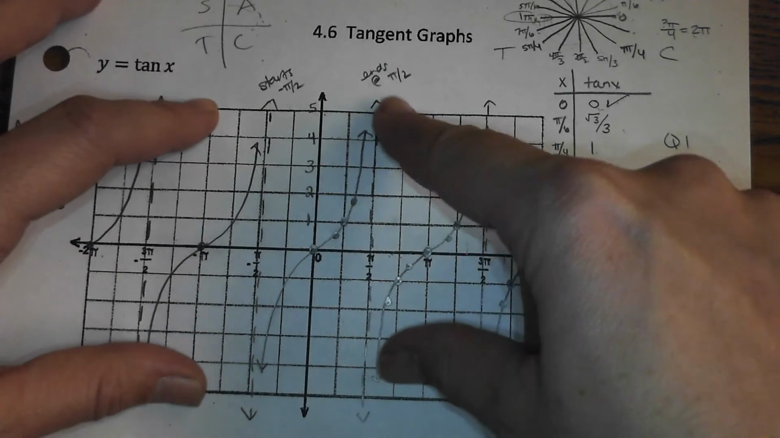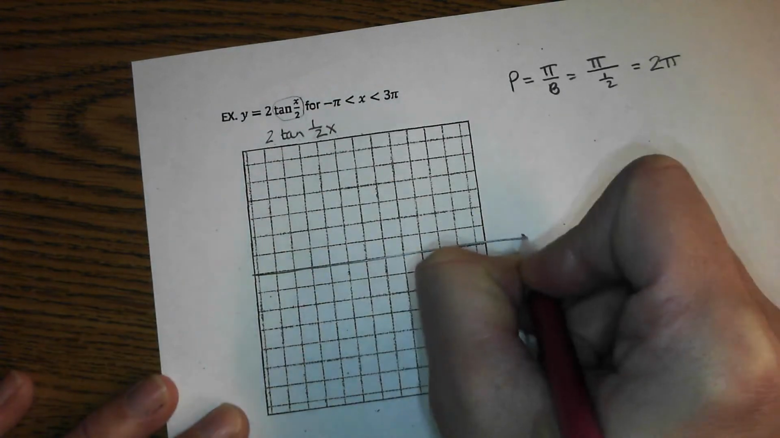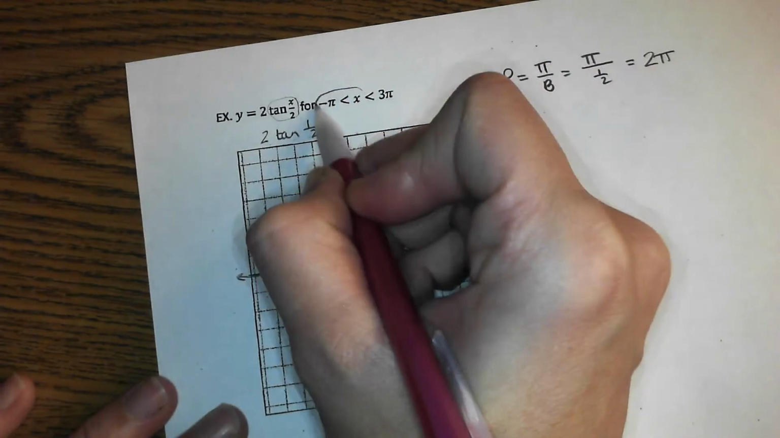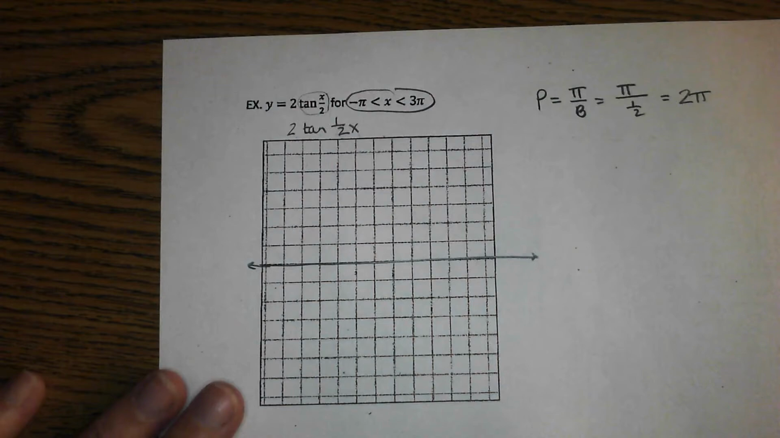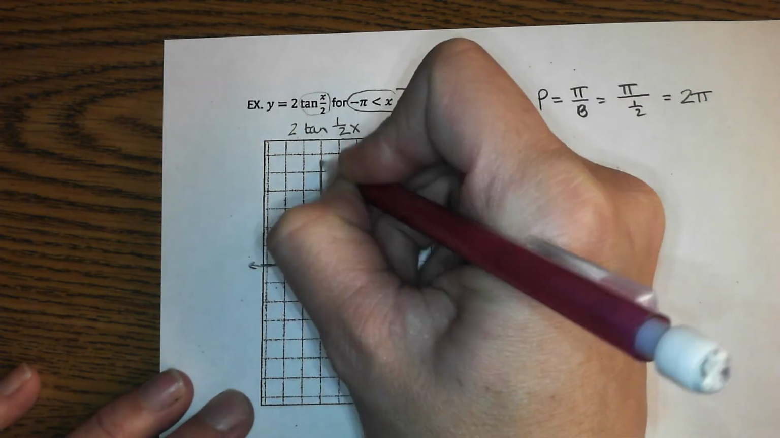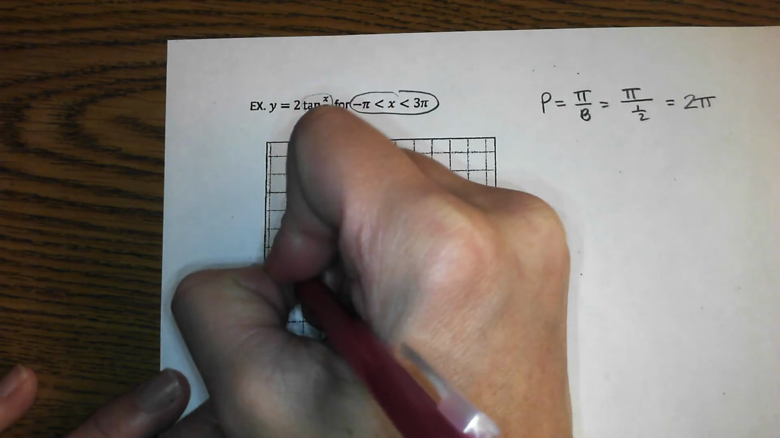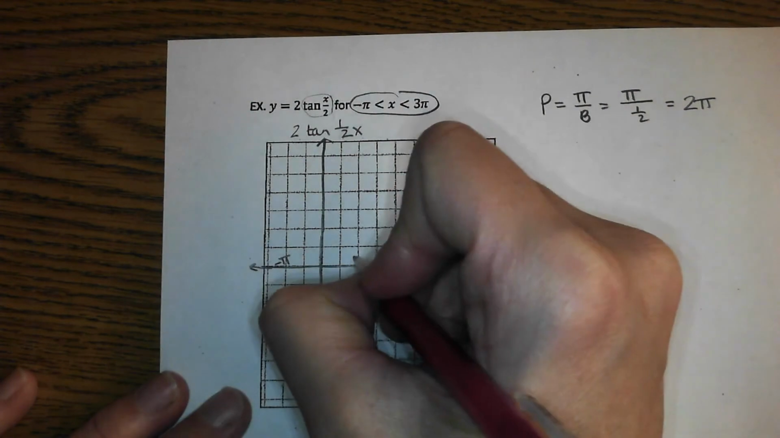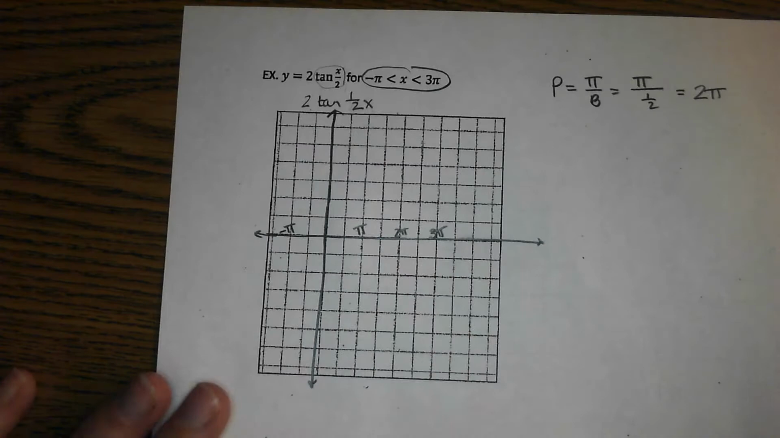Negative pi, and this one is going to go to positive pi. So we have an asymptote at negative pi and positive pi. They're dictating my domain here, and it's definitely heavier on the positive side. So I'm going to put my y-axis more towards the left just to accommodate that. I'll go negative pi, positive pi, 2 pi, 3 pi.